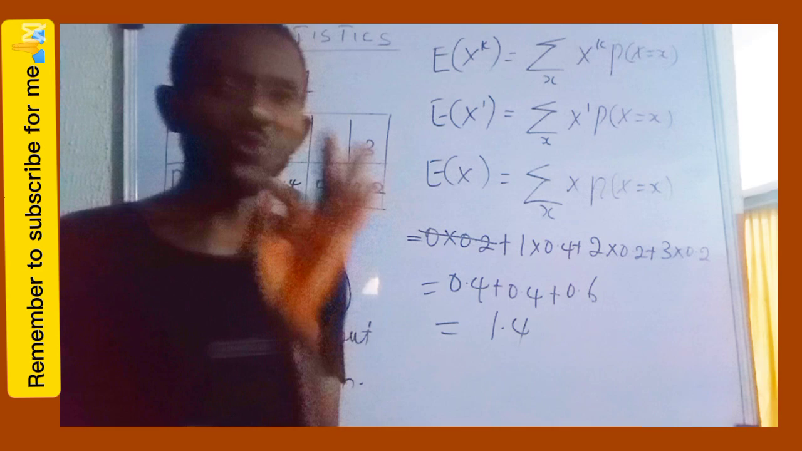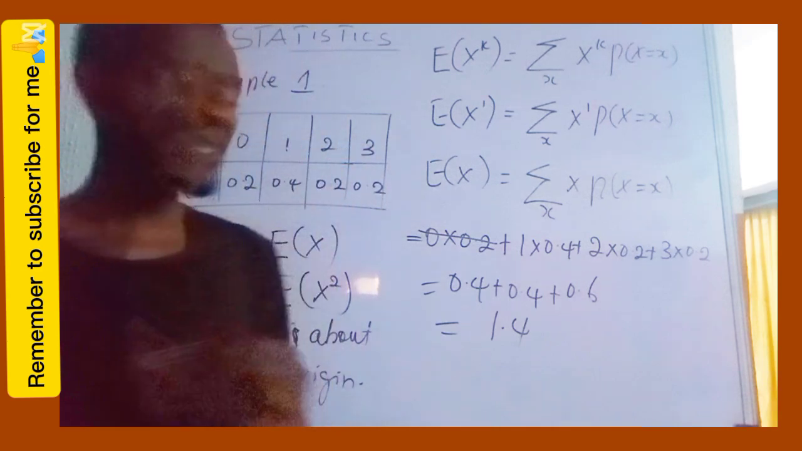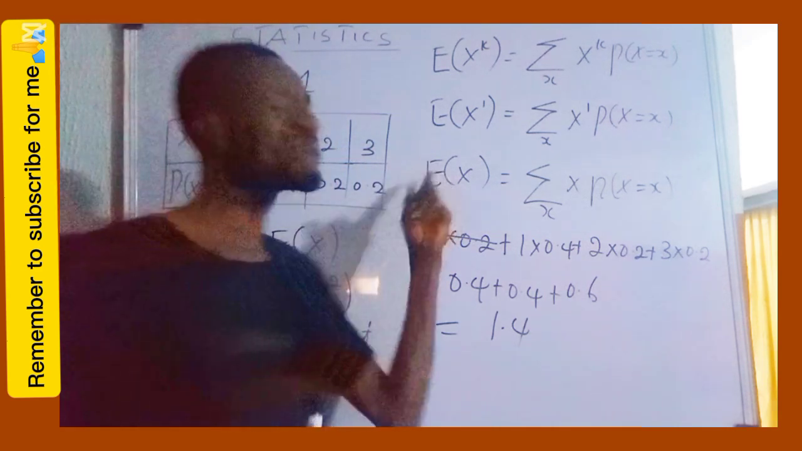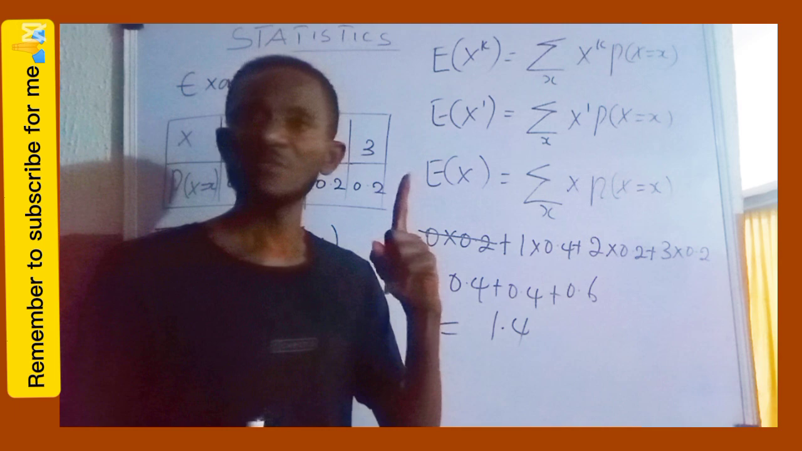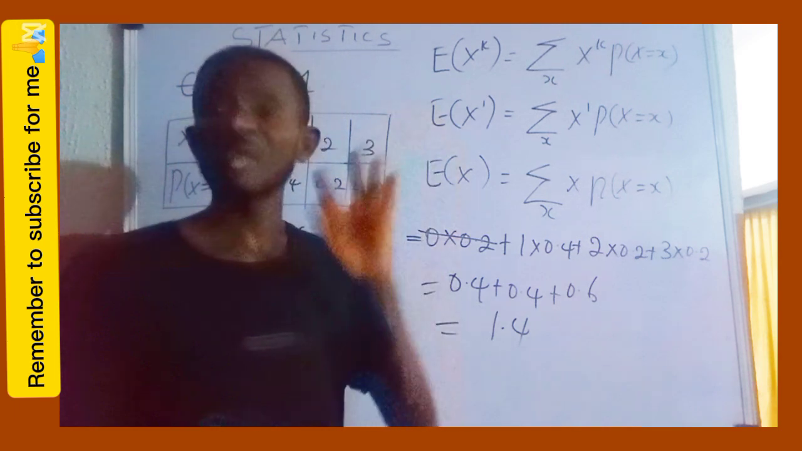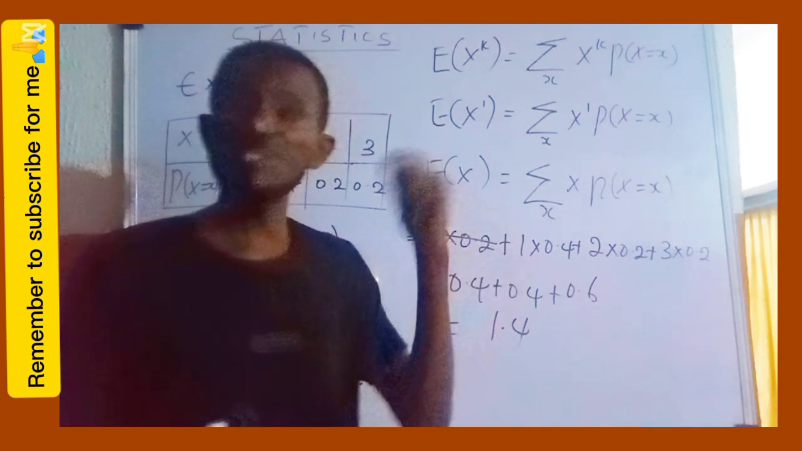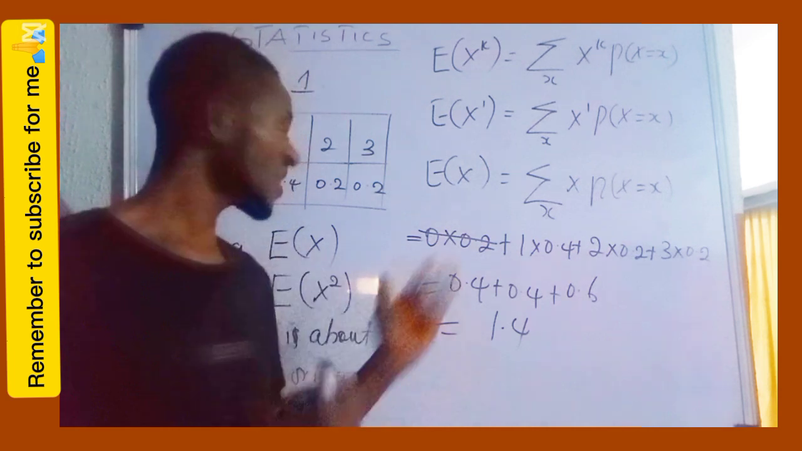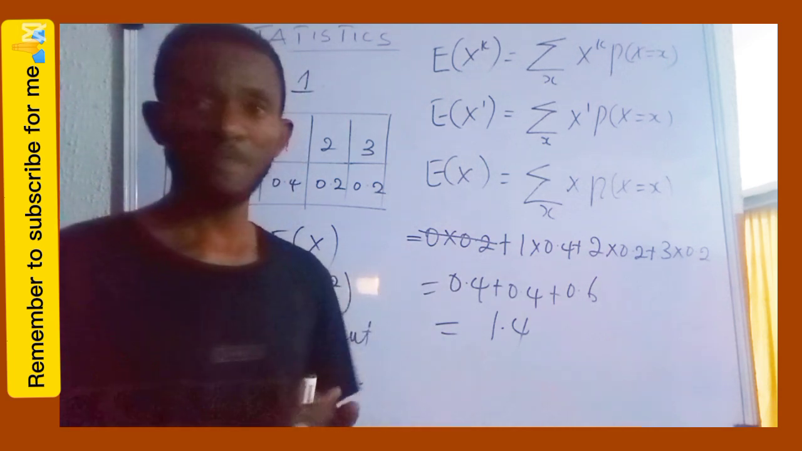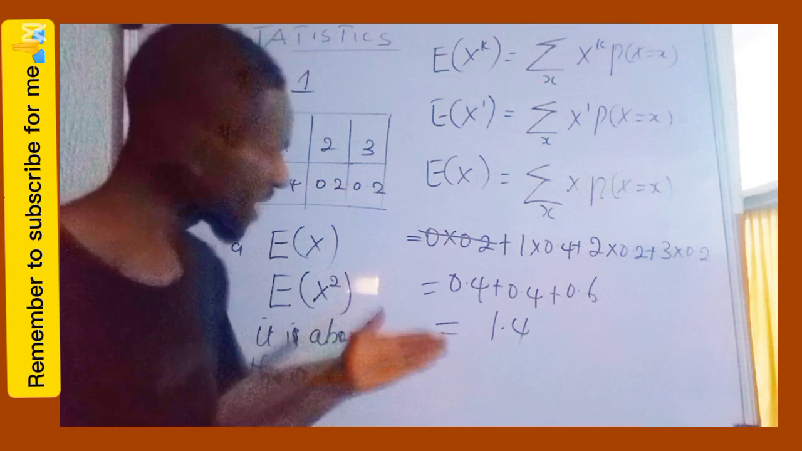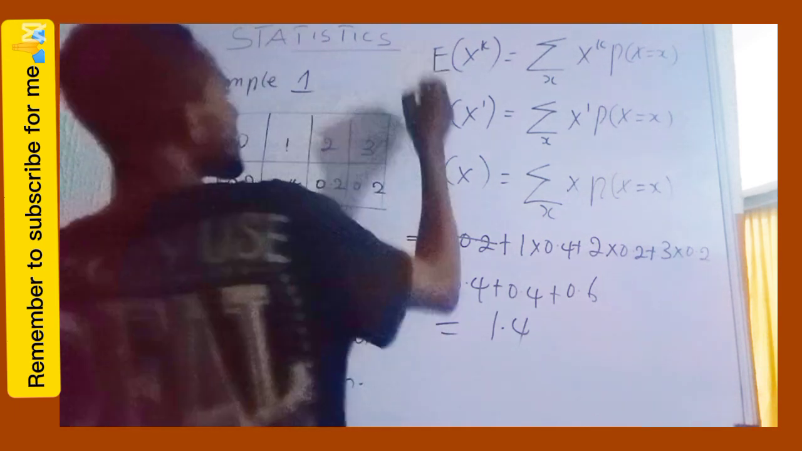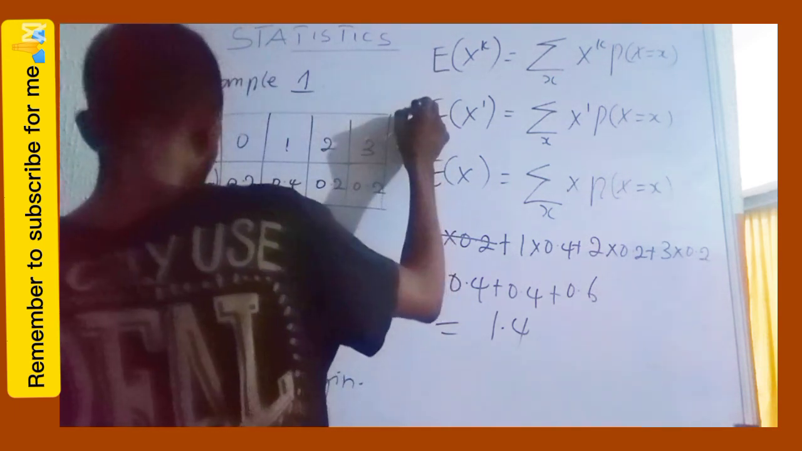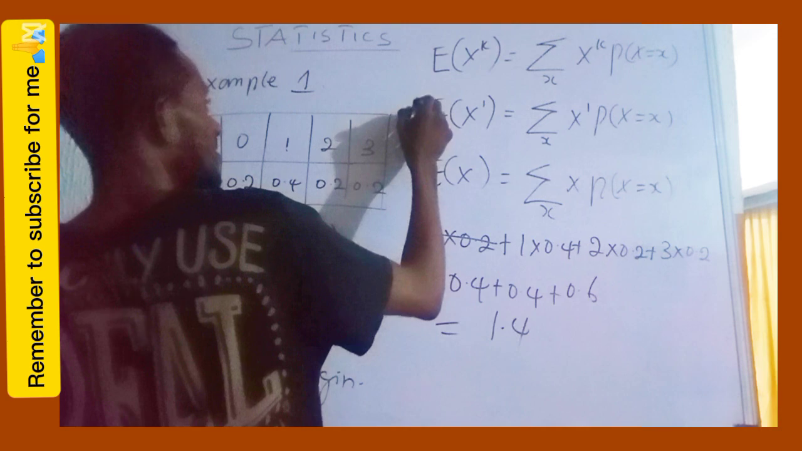And I equally want you to learn this thing from me today, that the first theoretical moment about 0 is the same thing as the expected value of that random variable, E of X. They are the same thing. So let us now go over. The one we solved here is for question I.